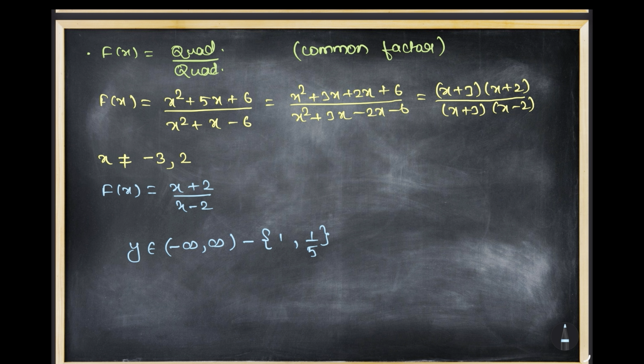So this way you have to respond. First, eliminate the common factor, then find out the range of the linear by linear function, and then remove the output which will come from the eliminated value. I hope this part is clear.